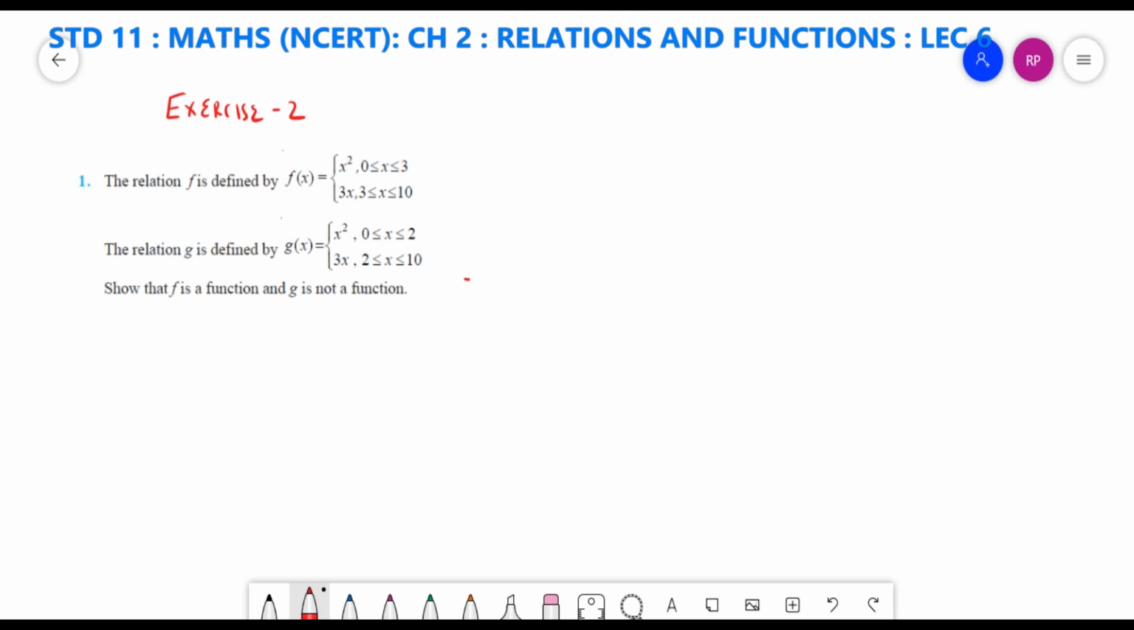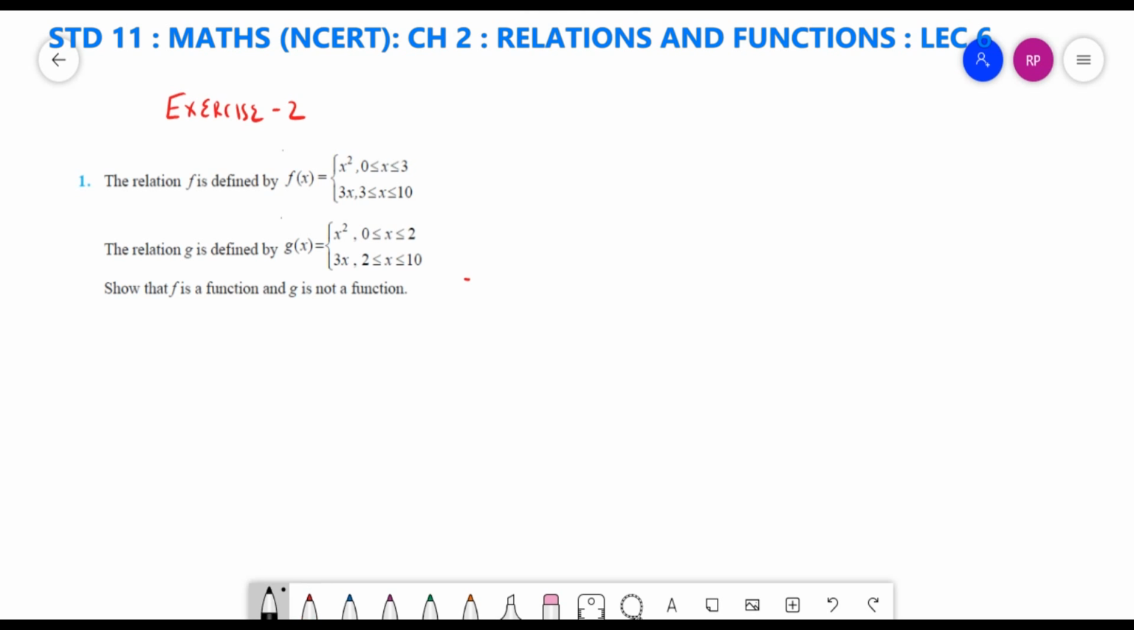And the function g is defined as g(x) = x² when 0 ≤ x ≤ 2, and 3x when 2 ≤ x ≤ 10. Now you have to show that f is a function and g is not a function. Now what we had studied, according to the definition of the function, every element of the domain must have one and only one image. Then you will say that it is a function.